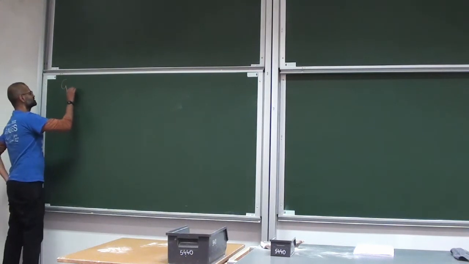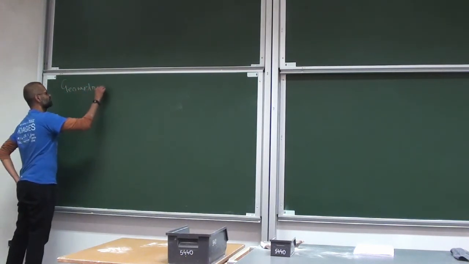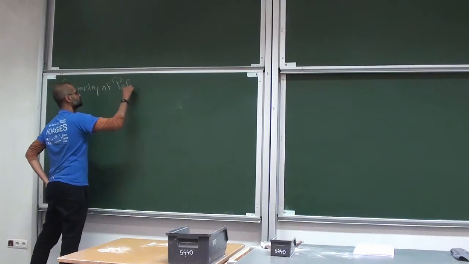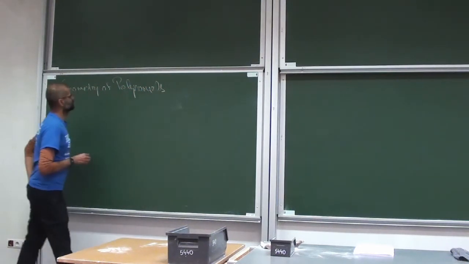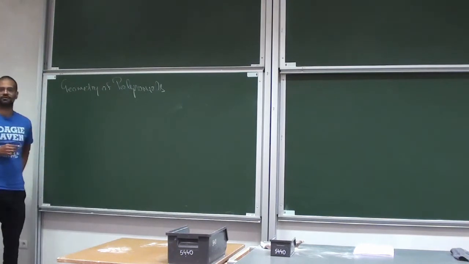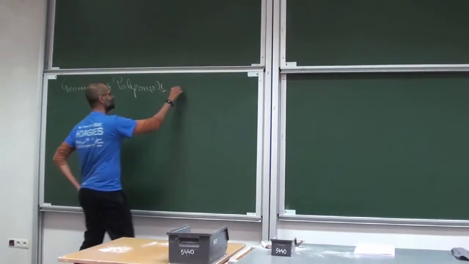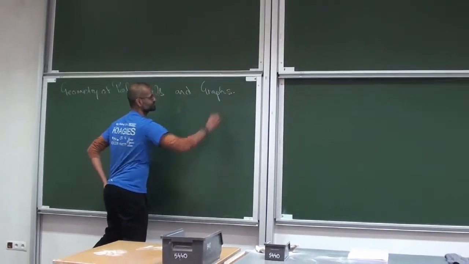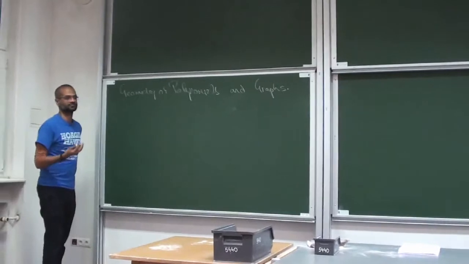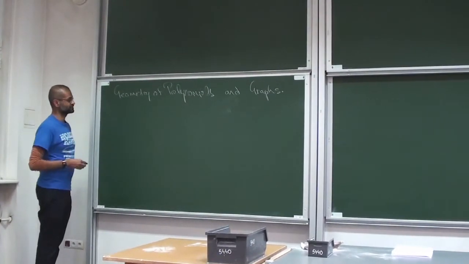So these lectures are going to be about geometry of polynomials, which I'll say what that is in a minute, but really it's going to be about geometry of polynomials and graphs, which is a topic that's obviously very important in computer science. This is the computer science series of lectures.